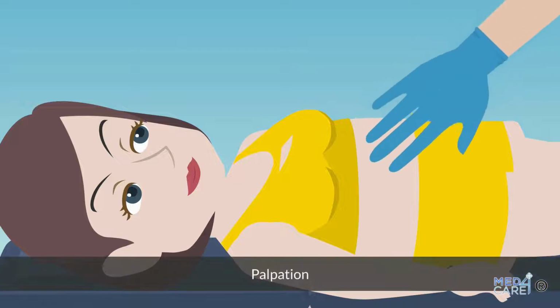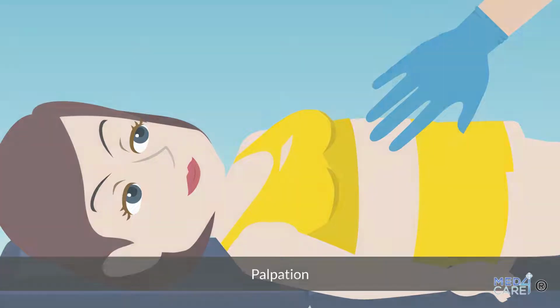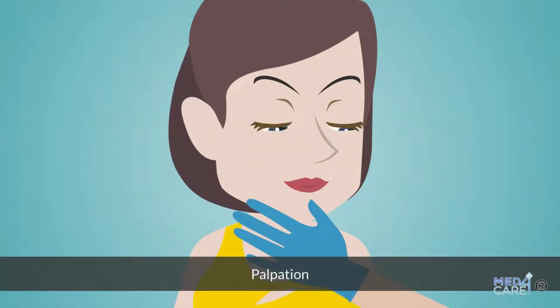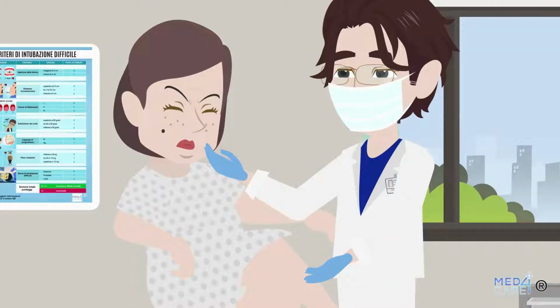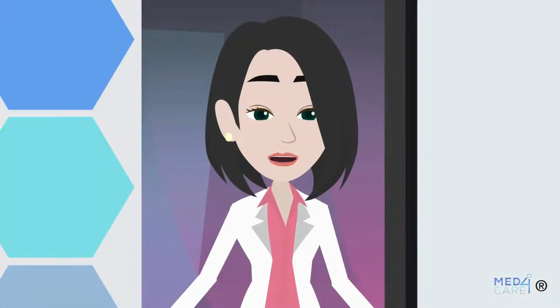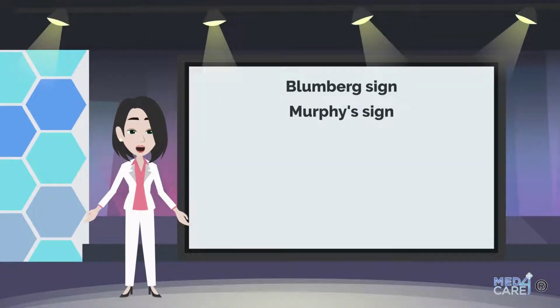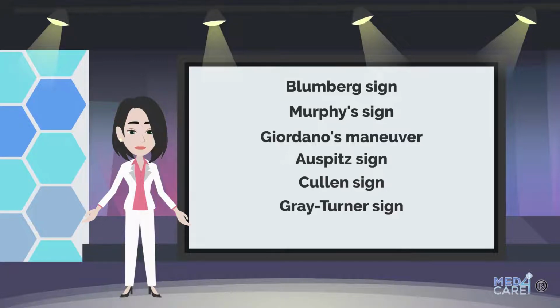During palpation, however, it is the doctor's touch that comes into action. In fact, the doctor goes to feel the areas of the patient's body that he suspects are abnormal, and checks their characteristics, such as consistency, mobility, or pain. During this phase, the doctor also performs useful maneuvers for identifying specific pathologies, such as Blumberg's sign, Murphy's sign, Giordano's maneuver, Auspitz sign, Cullen's sign, Grey-Turner sign, or Godet's sign.